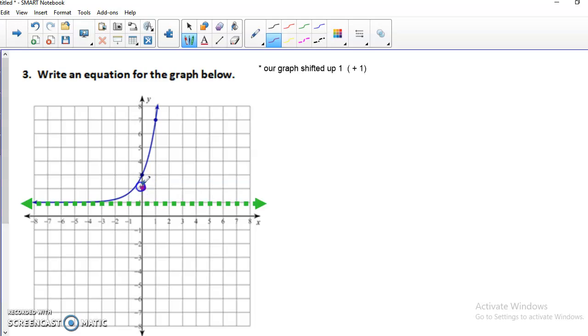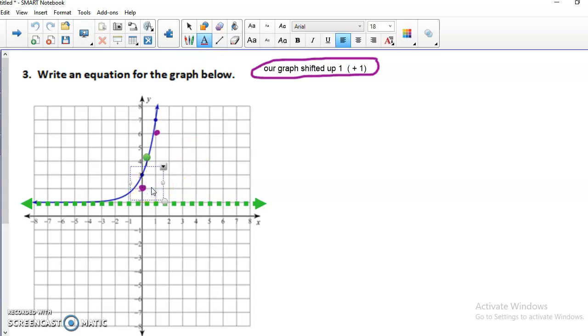So our point initially started here, and this point initially started here. You're always going to move the opposite of whatever your transformation was to get it back to where it started from. Because we knew everything shifted up 1, where was it before it shifted up 1 is what we're doing. So this point is at 0, 2. And this point is at 1, 6.